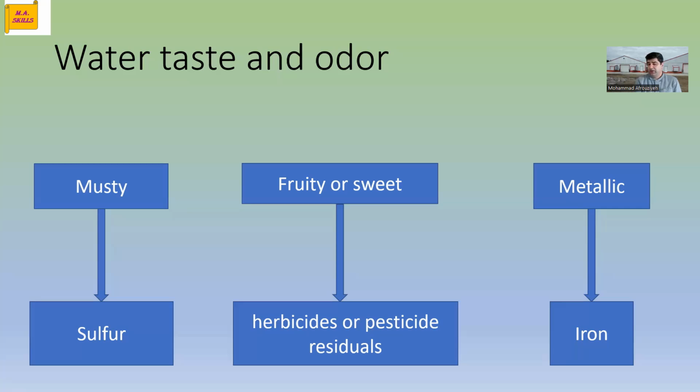If you see a fruity or sweet smell or taste in your water, it can be because of herbicides or pesticide residues. Then we need to, again, double check the environmental conditions. If you see a metallic sheen on your water or a metallic taste, it could be because of iron. And again, we need to confirm this by sending out our water sample to a lab.